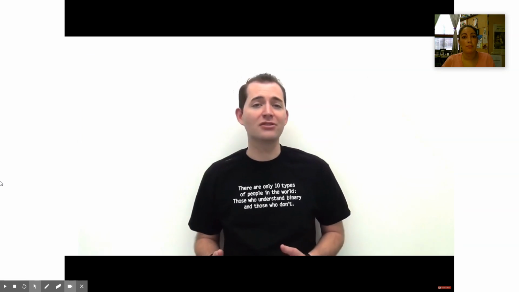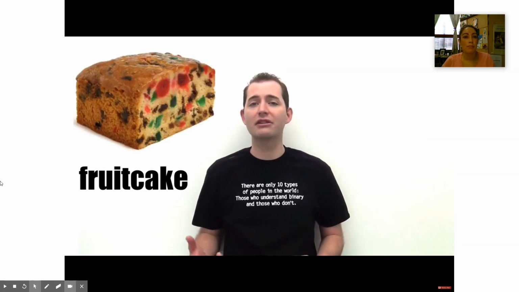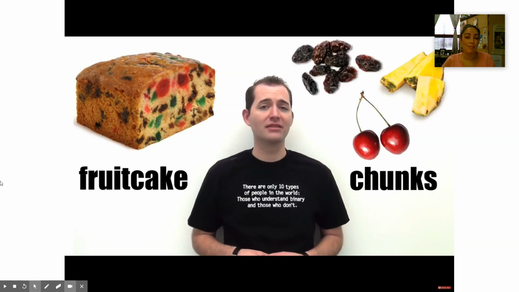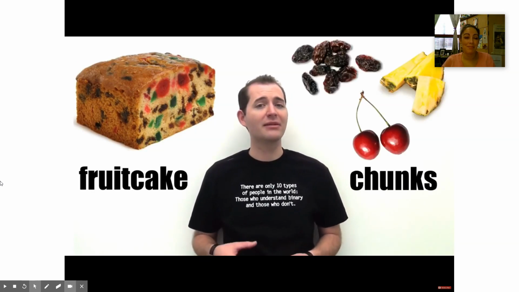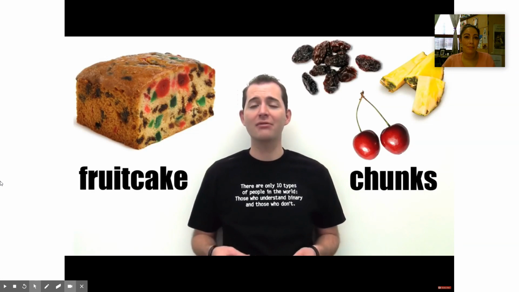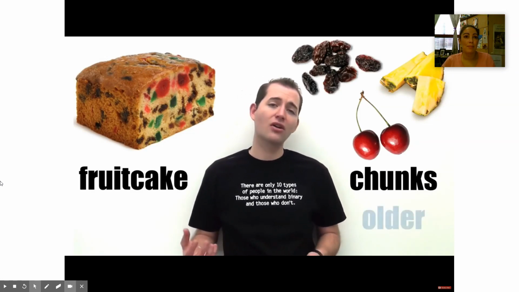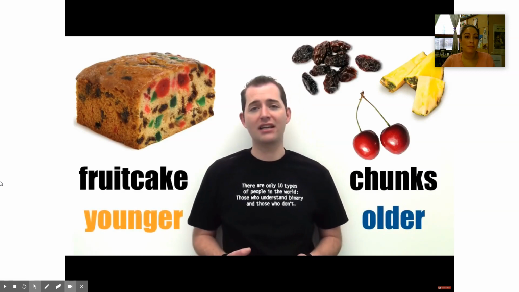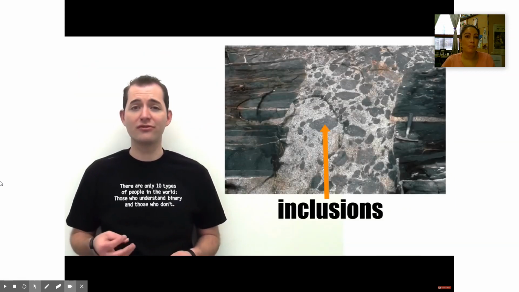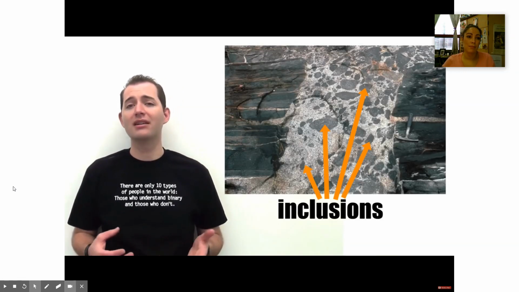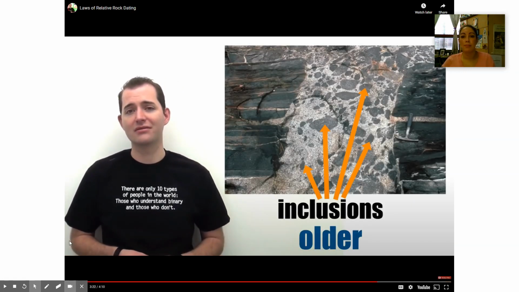An analogy that's similar to the law of inclusions is that of a fruitcake. A fruitcake includes a lot of chunks or other items, and those items or chunks had to be made and bought before they could be included in that cake. So what this means is that those chunks are older than the surrounding cake. The same is also true for rocks. Any rock that's included inside of another rock must be the older of the two.